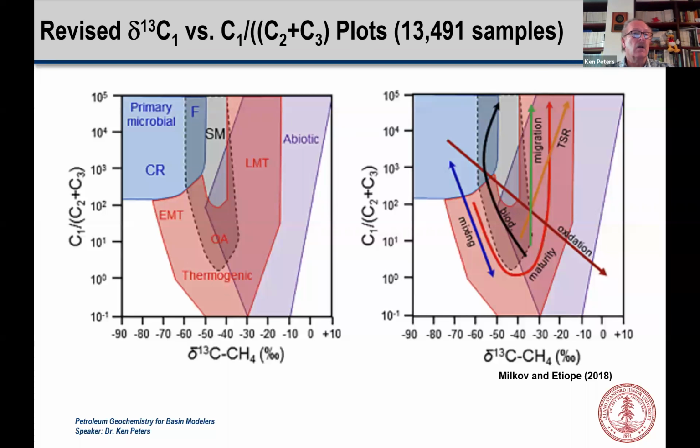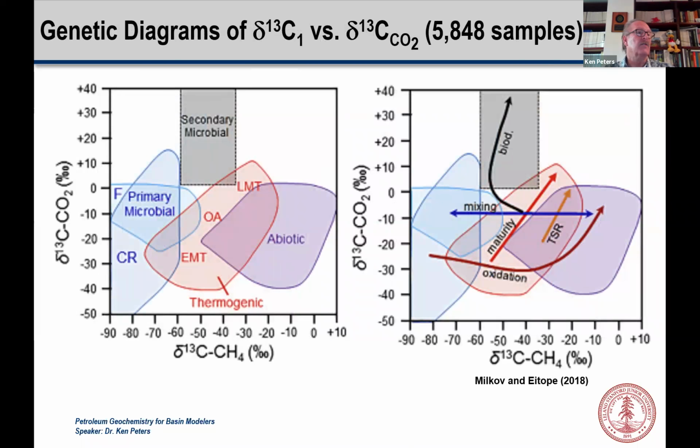Okay, and here's a third figure. This is now the carbon isotope value of the carbon dioxide and the carbon isotope value of the methane. Here, for example, is a way of distinguishing primary microbial gas from secondary microbial gas. They're isotopically distinct in the CO2, and secondary microbial gas shows an inverse correlation between CO2 carbon and methane isotope values.